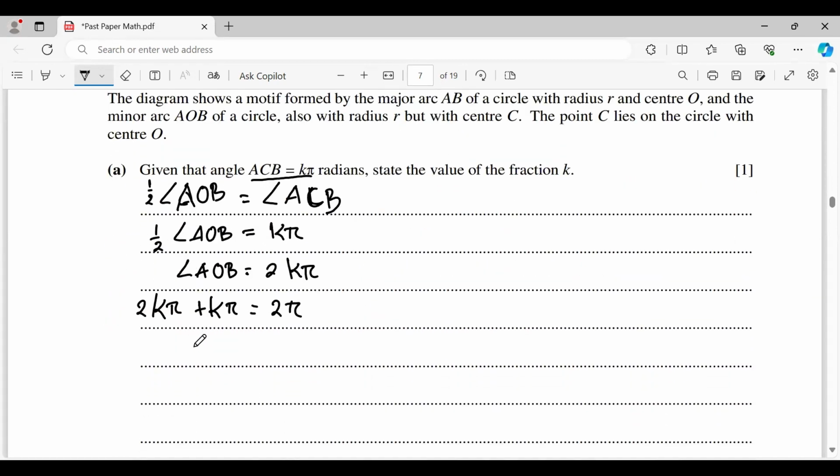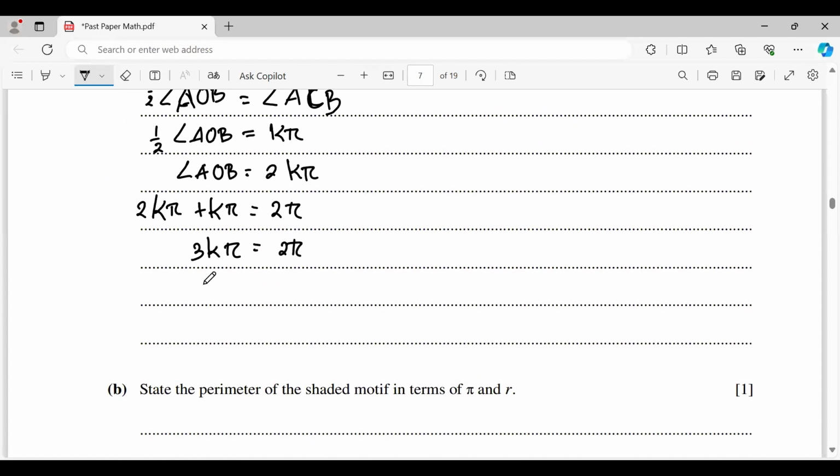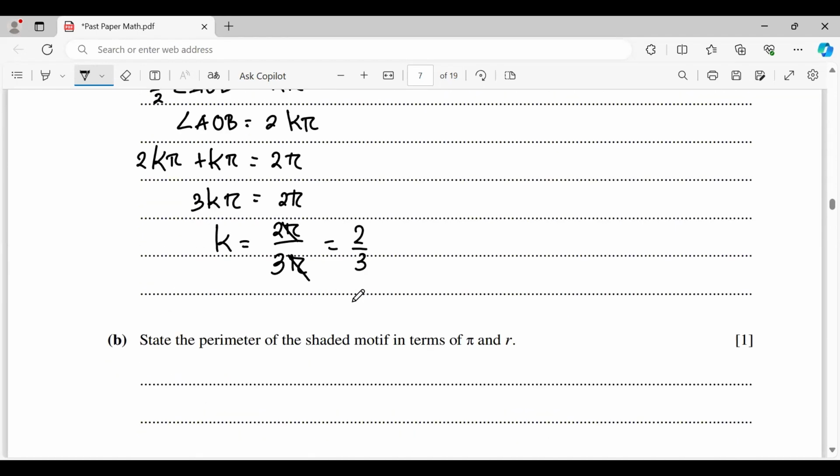Means 3k pi equals 2 pi, or k equals 2 pi over 3 pi, divided being 2/3. That is k.